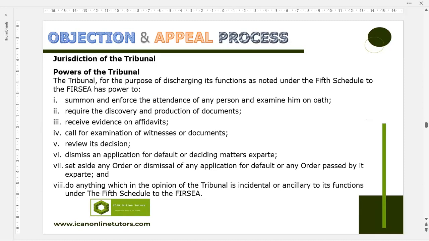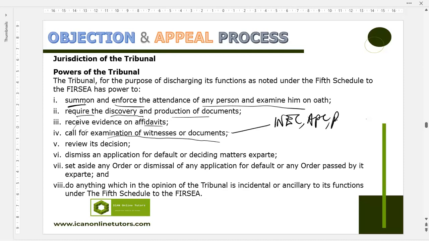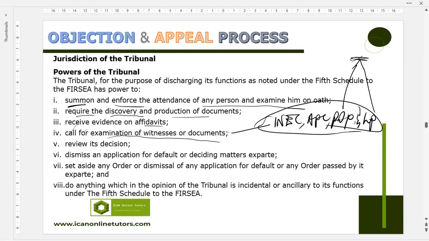So the tribunal, for the purpose of discharging their duty or their functions as mentioned under the fifth schedule to the Federal Inland Revenue Service Establishment Act of 2007, has power to summon and enforce the attendance of any person and examine him on oath, require the discovery and production of documents, receive evidence on affidavits, and call for examination of witnesses or documents, just like what we are seeing with INEC, the APC, PDP, and then the Labour Party. Okay, so imagine the number of witnesses PDP and Labour Party are bringing. So that's a good example. Then review its decision. We have also seen the number of applications the election tribunal has dismissed.